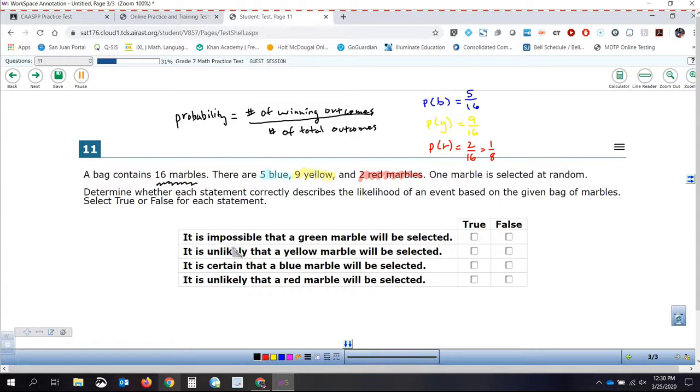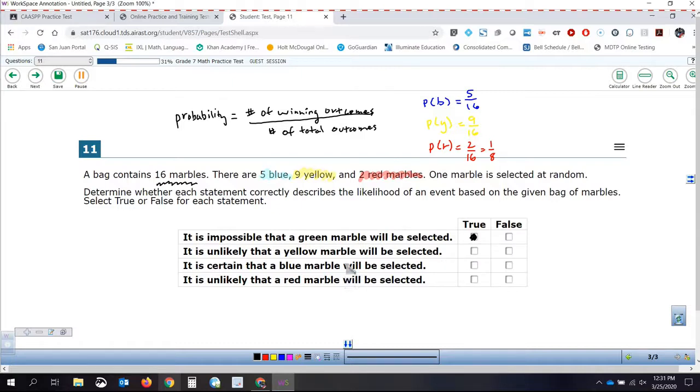All right, so let's take a look now at what they are asking us. Again, we're determining whether each statement is true or each statement is false. It is impossible that a green marble will be selected. Well, we have blue, we have yellow, we have red. There are no greens. So I'm going to say true at that.